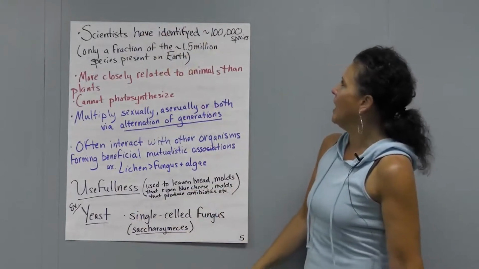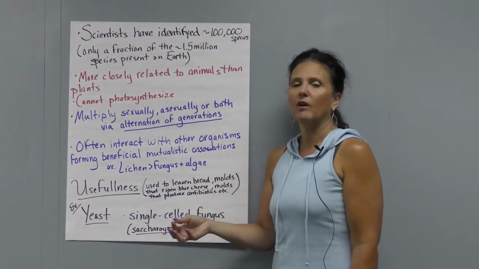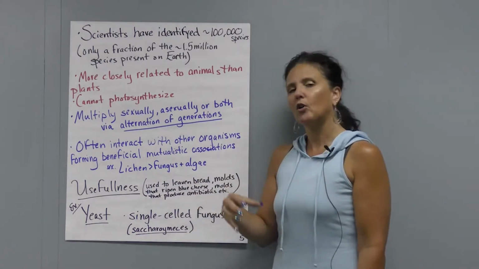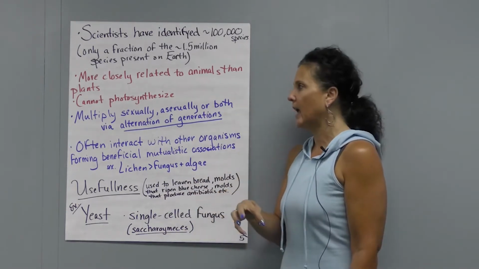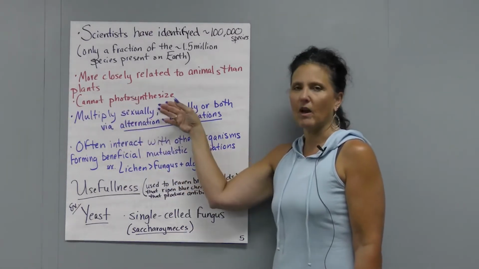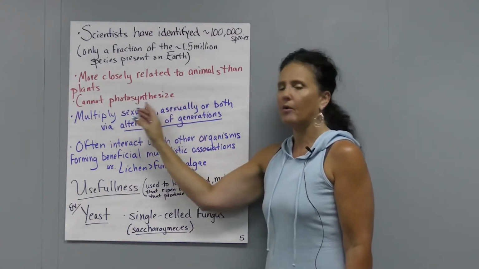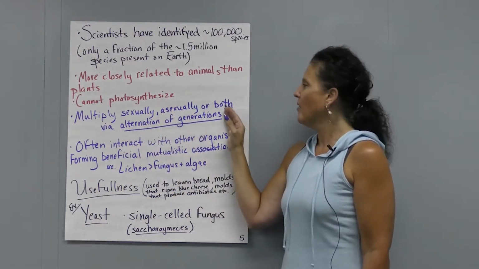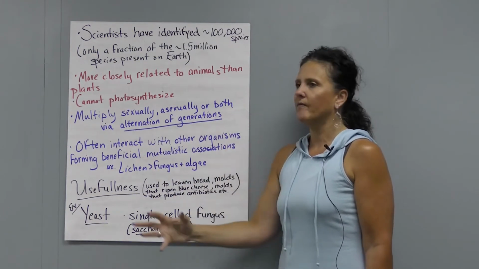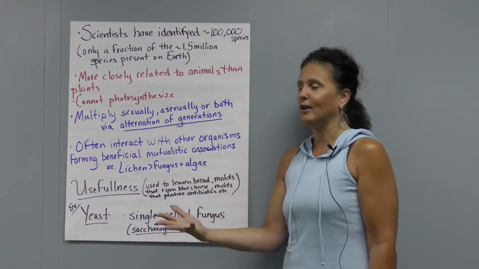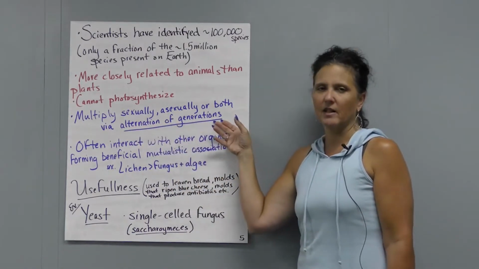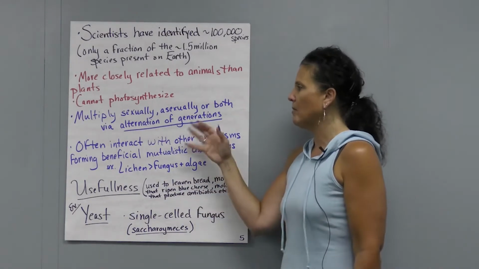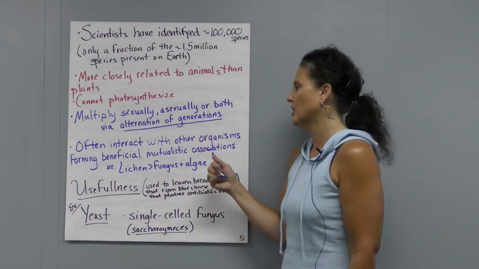Scientists have identified about 100,000 species, but they think that's only a fraction of the 1.5 million species that are present on Earth. They're more closely related to animals than they are to plants. They cannot photosynthesize, right? They can't take the sun and make their own food. They multiply sexually, asexually, or both. And the both is a whole big, long discussion that we won't go into called alternation of generations, and it's like a moss, and there are a bunch of gametophyte, sporophyte words that we don't know. So one day maybe we'll look at mosses and we'll talk about alternation of generations.